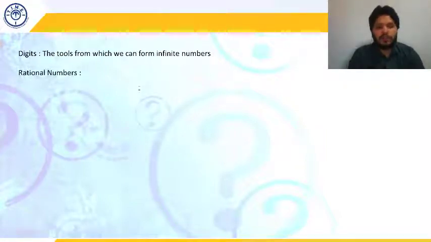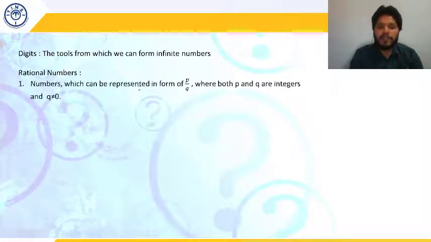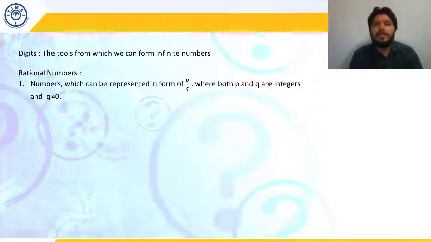Next comes rational number. So what is a rational number? A rational number can be defined in two ways. First, numbers which can be represented in the form of p by q, where both p and q are integers and q is not equal to 0, are called rational numbers. For example, 2 by 3, 7 by 9, all of these are rational numbers which can be represented in the form p by q, where p and q both are integers and q is not equal to 0. Why is q not equal to 0? Because q is in the denominator, and if the denominator becomes 0, then the quantity tends to infinity or a very large quantity, which is not defined.